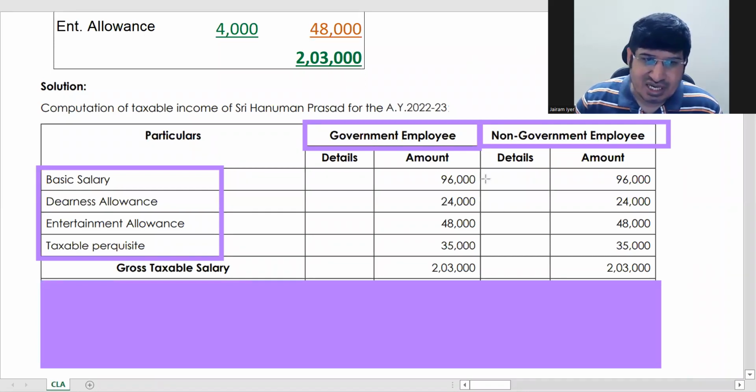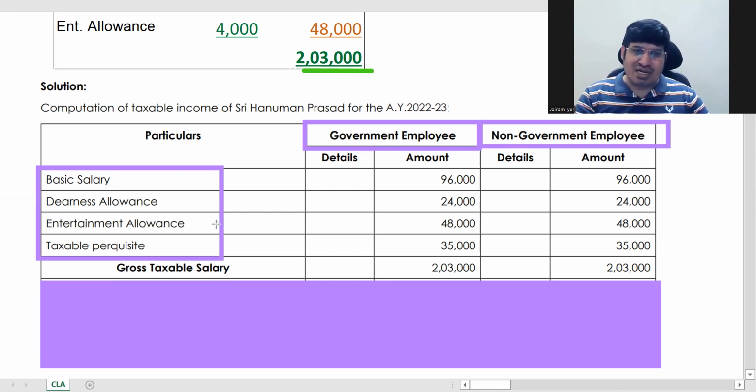So these four things are what we had calculated here, right? This 2,03,000 was the total. Just put it as it is for both. And here entertainment allowance is also fully taxable. Even for government employees, we'll have to put it here, and then in the end they will get a deduction, that 5,000 which we computed, at the end. So till here both are the same. Total comes to 2,03,000.